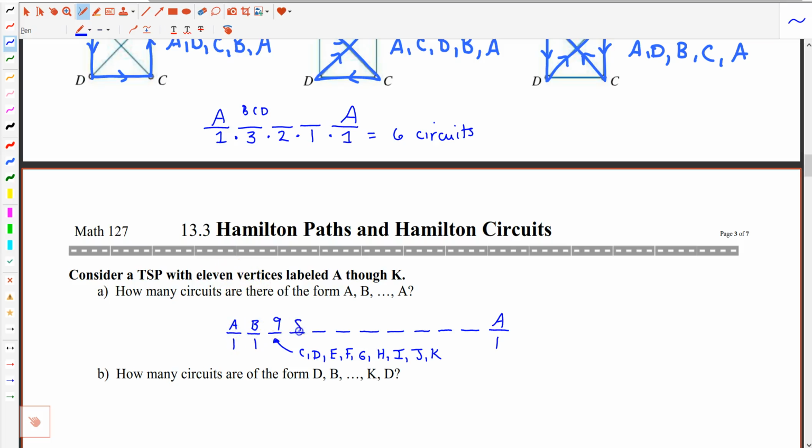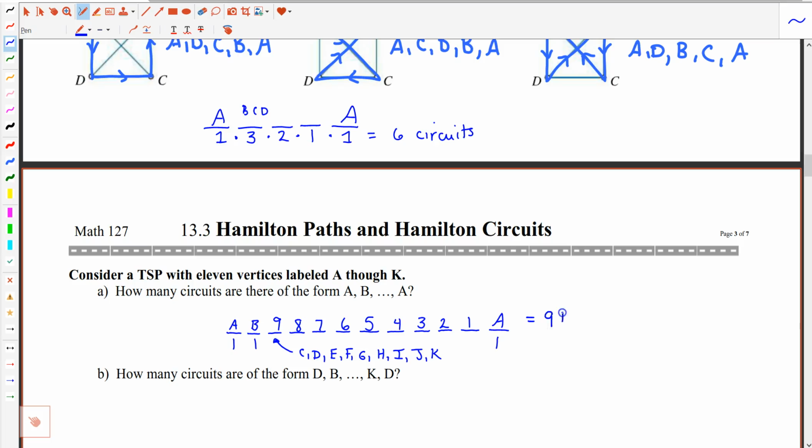And then we're going to have 8, then 7. So we're just going to keep losing a vertex all the way down the line: 3, 2, and 1. All right, so this will be all of these other letters, using up each one of them as we go. So this will start at A, go to B, then this is where I have my flexibility, and then we'll go back to A.